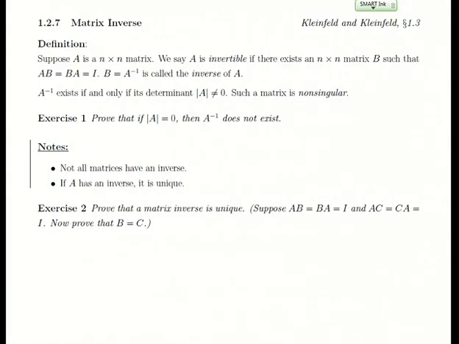Okay, so inverses. Suppose that we've got a matrix and it's square. N by n means it's going to be square. We say that it's invertible if you can find another matrix that's also square and the same size, so that you can do that little thing there.